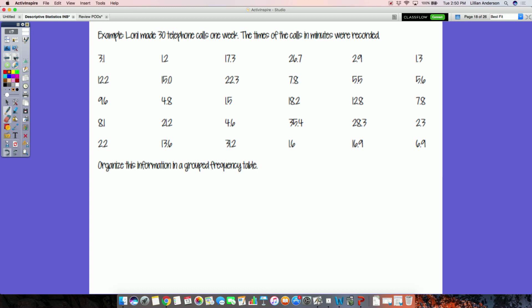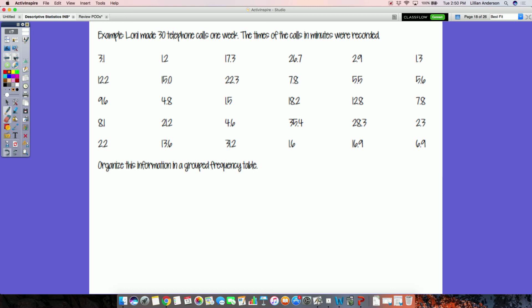But we are going to organize this information into a grouped frequency table. This is one that we're going to make ourselves. It's the same thing you're going to have to do with your homework. So, decide how many classes you want to have. How many groups?